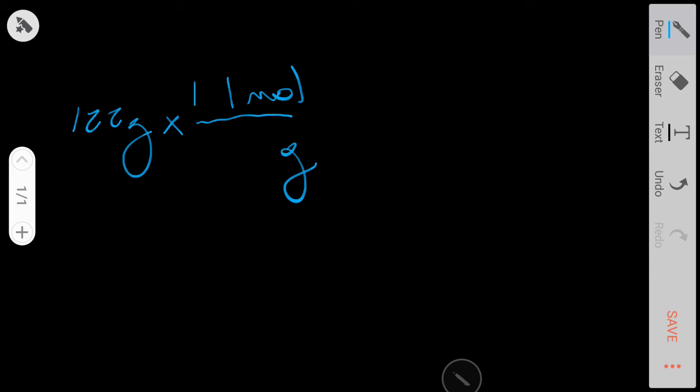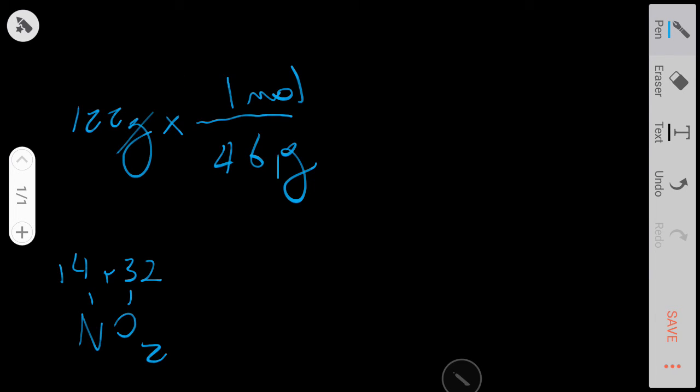Number 6, it's asking how many molecules are in 122 grams of nitrogen dioxide. So I start off with 122 grams. To get to molecules, I first have to go to moles. So in 1 mole, how many grams do I have? For NO2, N is 14. The total here for O will be 32. Add those up, and I'll get a grand total of 46.